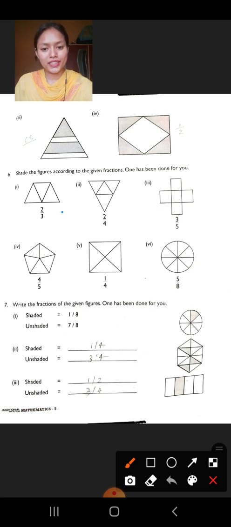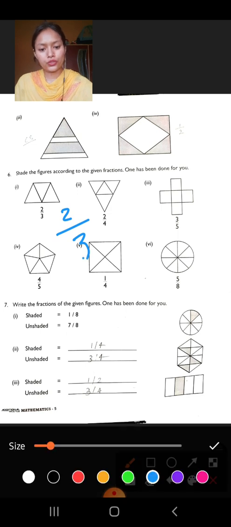Now 2/3. 2/3 means out of 3 you have to shade 2 parts. So how many are there? 1, 2, 3 are there, and out of these 3 you have to shade only 2 parts. So you have to shade 2 parts. So this will be the answer, 2/3.